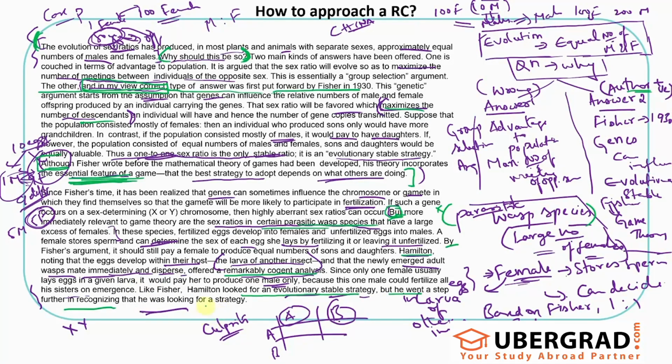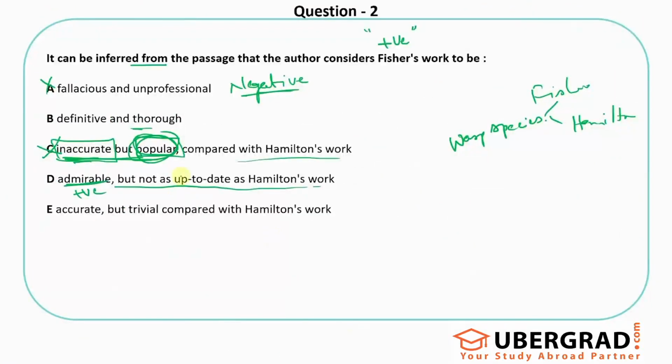So he was giving slightly more appreciation to Hamilton. He also said Hamilton offered a remarkably cogent analysis, more explainable and so on. So he sort of feels that Hamilton's work is better, based on the thesis example, at least on that example. So this looks like a much better option than just this, right? Definitive and thorough.